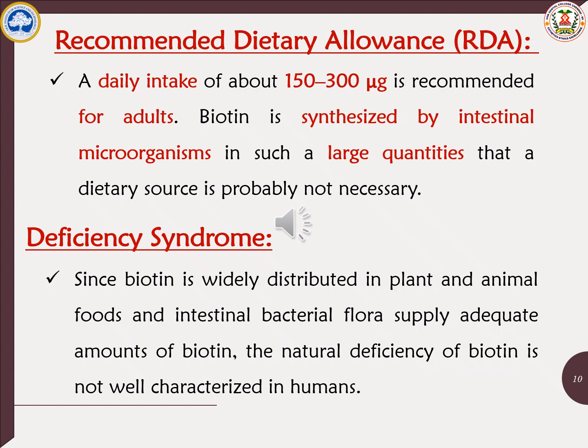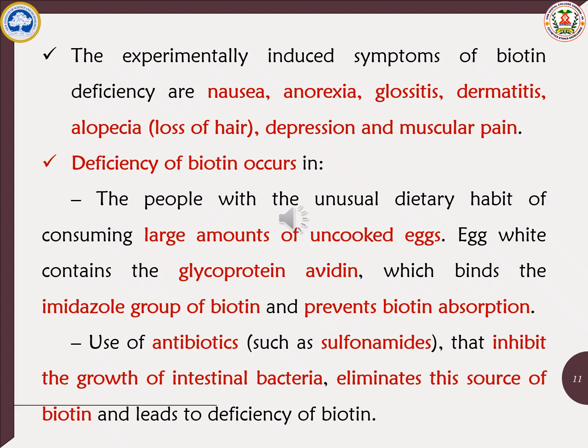When you come to the deficiency syndrome, as I told you already, biotin is widely distributed in all plant and animal sources, and it is also highly produced by the intestinal microorganisms. So natural deficiency of biotin is not well characterized in human beings. However, the experimental deficiency of biotin is explained in the next slide. Experimental biotin deficiency can lead to nausea, anorexia, glossitis, dermatitis, alopecia, depression, and muscular pain.